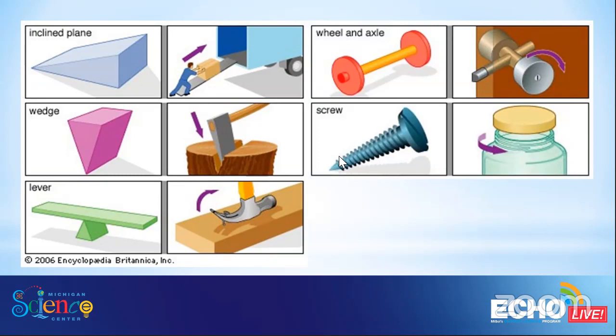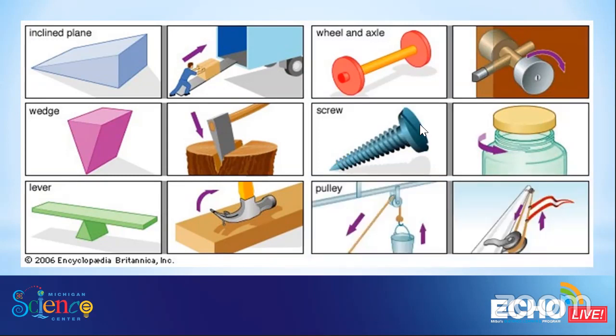Lastly, we said we had 6 simple machines. So very lastly, we have pulleys. And pulleys are a great example of how we can actually change the direction of the force required to do a job by using a simple machine.